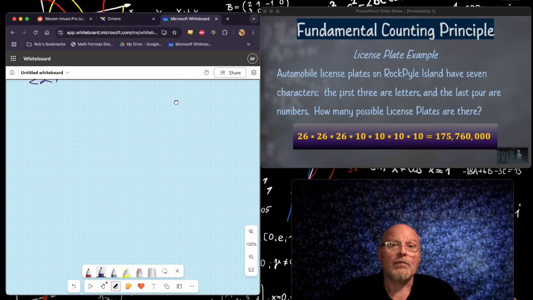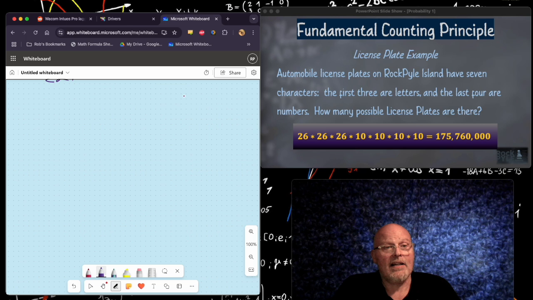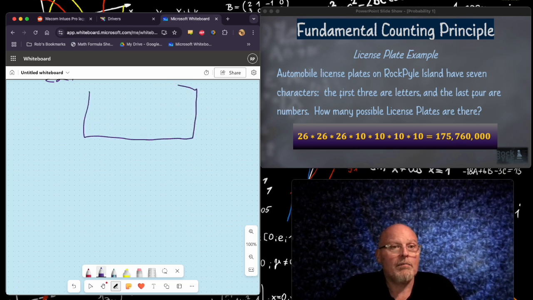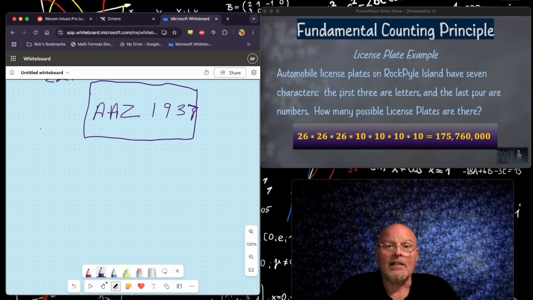All right. First, we're going to look at a license plate example. On Rockpile Island, our license plates have 7 spaces. The first 3 are letters, and the last 4 are numbers. What we want to know is how many different license plates are there.